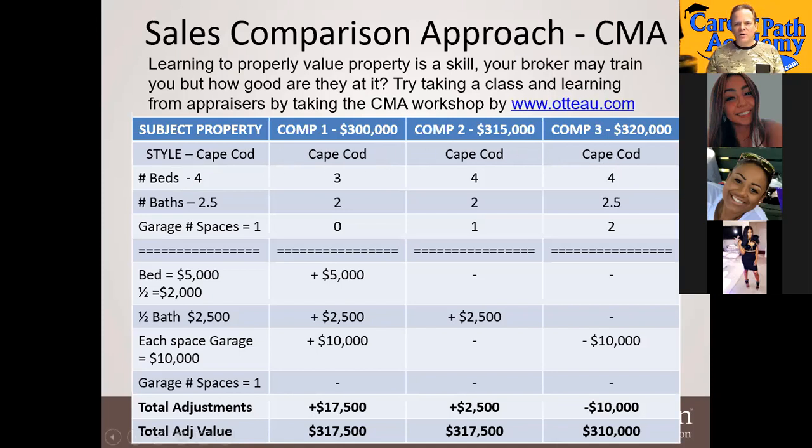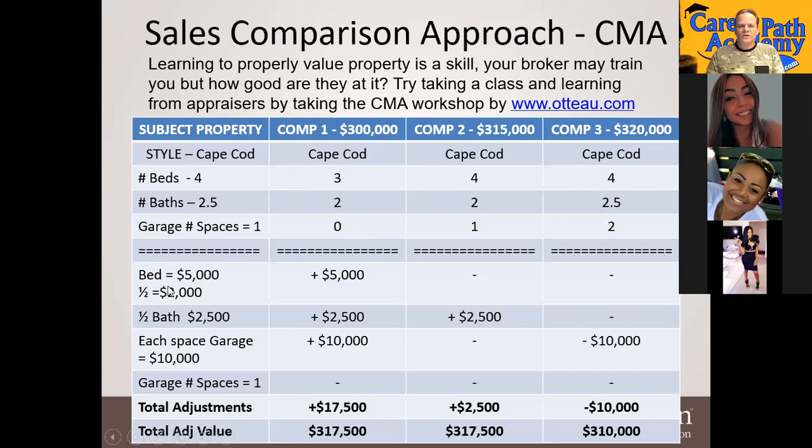So we've got all Cape Cod style homes here, and you can see the subject property has 4 bedrooms. Comp 1 has 3, comp 2 has 4, comp 3 has 4. And you can see the sales price: comp property 1 sold for $300,000, comp 2 for $315,000, comp 3 sold for $320,000. Now, if the only difference between these 2 houses is the number of bedrooms, how much should the subject property sell for? What we have to do is determine the value of 1 more bedroom and add that to the sale price of $300,000.